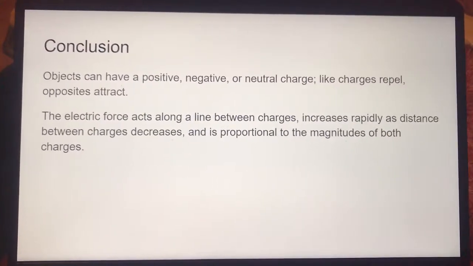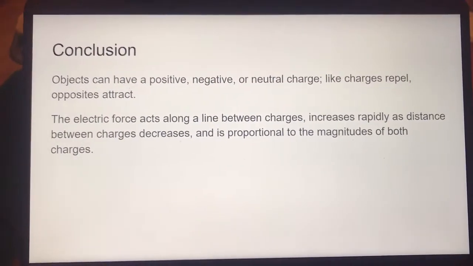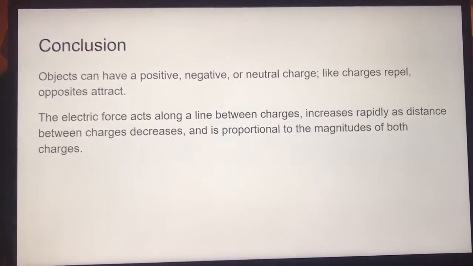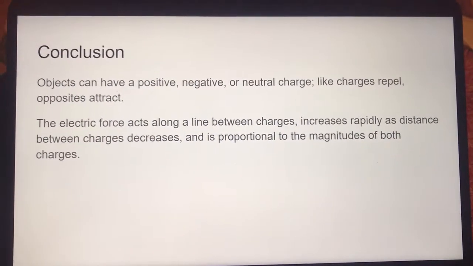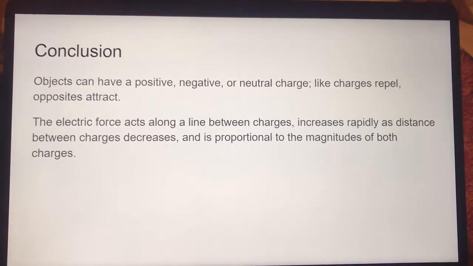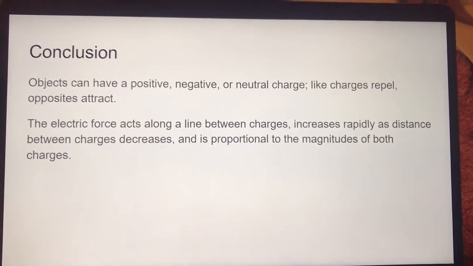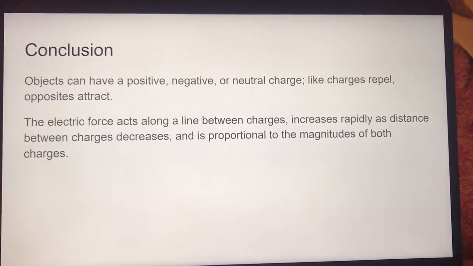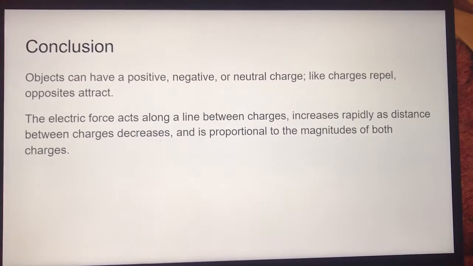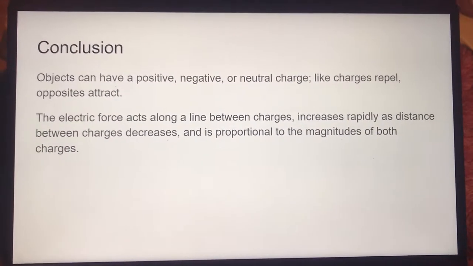So in conclusion, we have some basic principles: objects can have a positive, negative, or neutral charge, like charges repel and opposites attract, and the electric force acts along the line between charges. It increases rapidly as distance between charges decreases, and is proportional to the magnitudes of both charges.